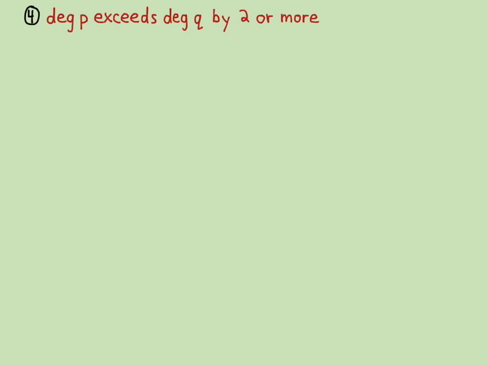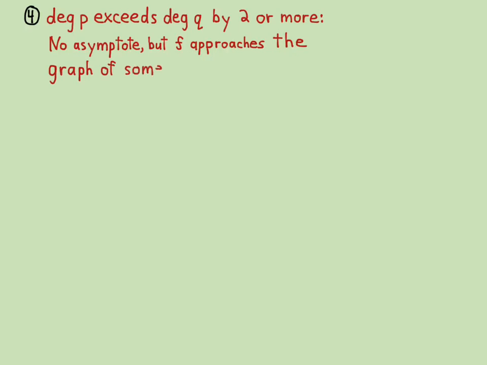Or x to the 6 plus x squared over x squared. That would be like this as well. And for these, you don't get an asymptote. An asymptote is always a line. If there's an asymptote, it's a line. With these you don't get lines, but what you do get is a function that f approaches.